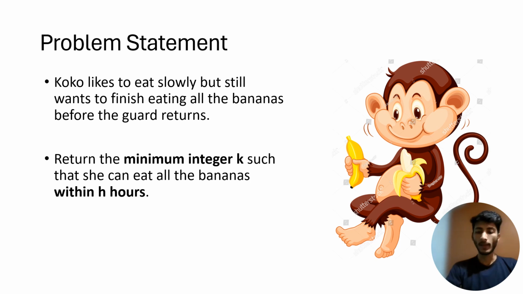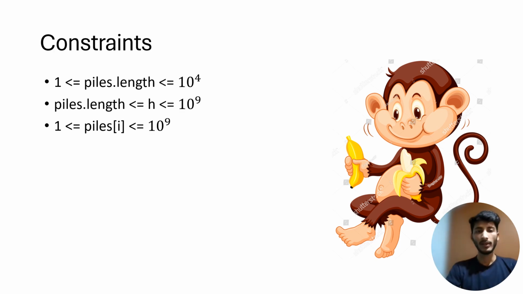Okay. Now let's see what the constraints on this problem are. The number of elements in the banana array will always be less than or equal to 10 to the power 4, and the length of the array will always be less than or equal to the number of hours, which will always be less than or equal to 10 to the power 9, and 1 is less than or equal to pile size. That means the number of bananas in each pile will always be in the range of 1 to 10 to the power of 9.